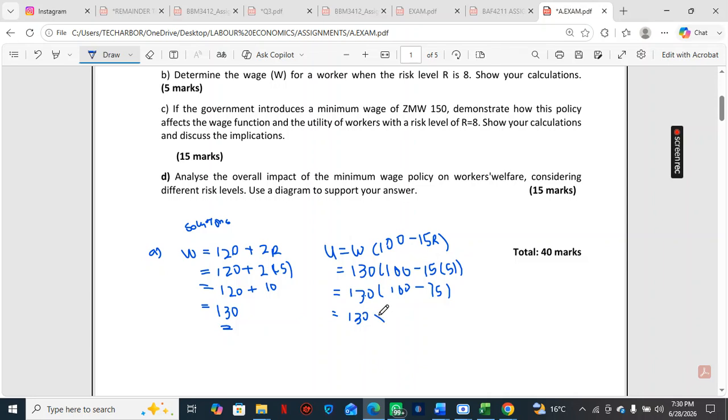So 130 times 25, we get 3,250. Yes, so this is the satisfaction, the utility. When the risk level is 5 and the wage is 130, this is the satisfaction. That is part A. Any questions before we go to part B?